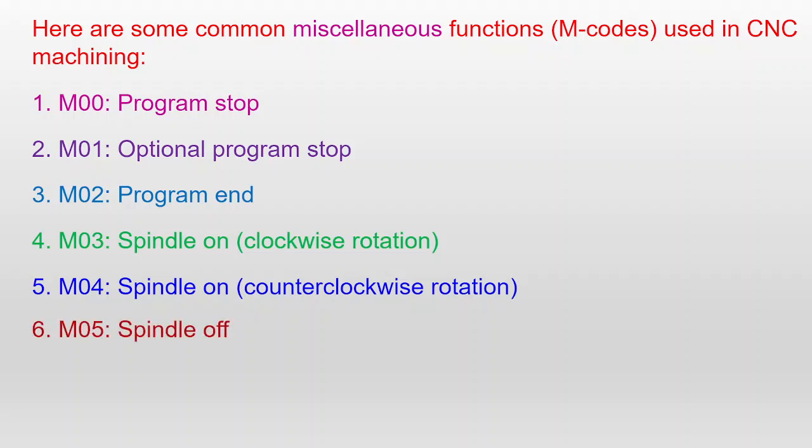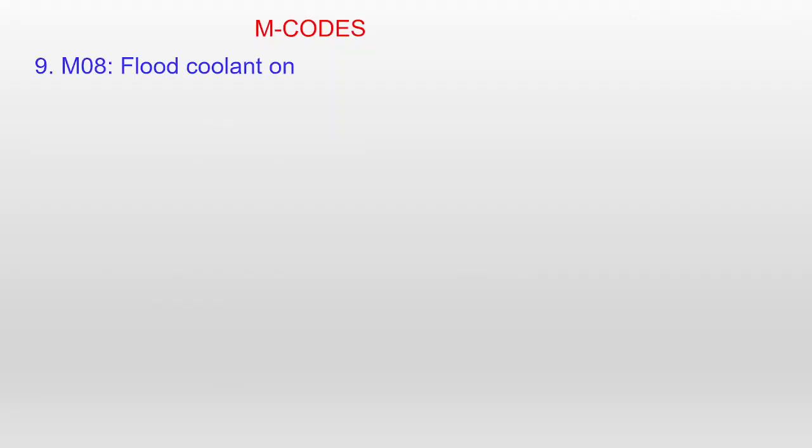M05, spindle off. M06, tool change. This code initiates an automatic tool change, allowing the machine to switch to a different tool in the tool magazine. M07, mist coolant on. M08, flood coolant on. This code activates the coolant system, which sprays coolant or lubricant onto the workpiece and cutting tool to reduce heat and improve machining performance. M09, coolant off. This code deactivates the coolant system.